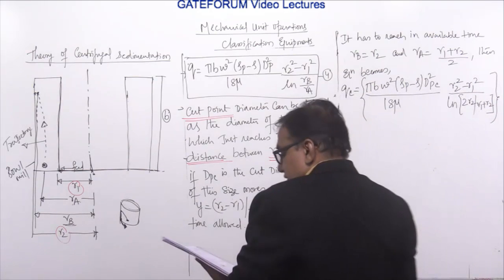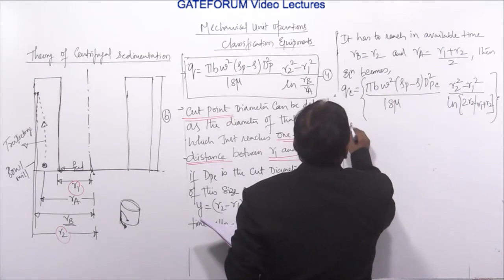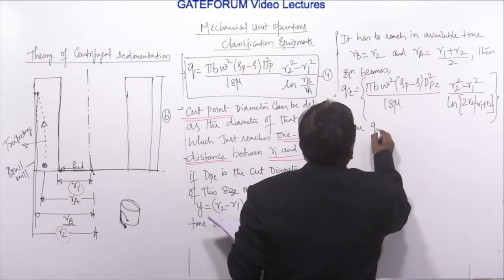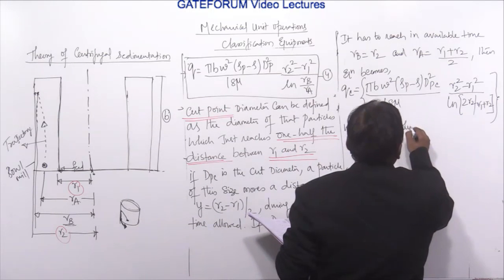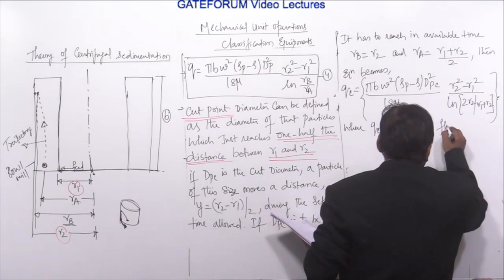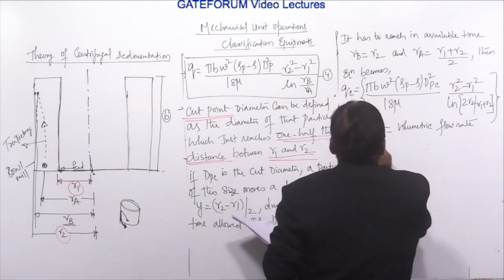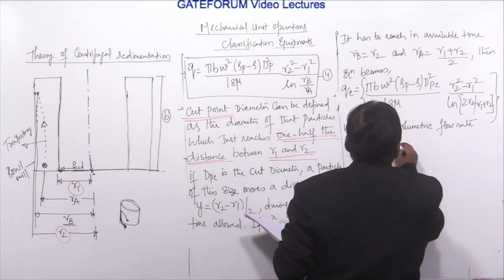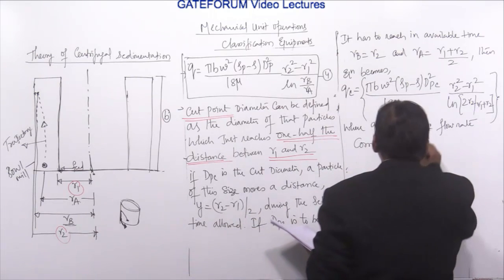The QC means the volumetric flow rate corresponding to the cut diameter, where QC is equal to the volumetric flow rate corresponding to the cut diameter.